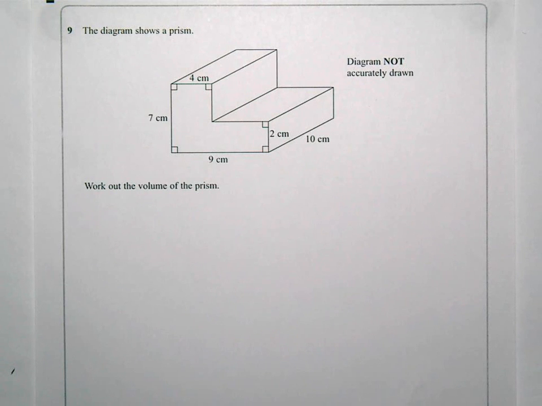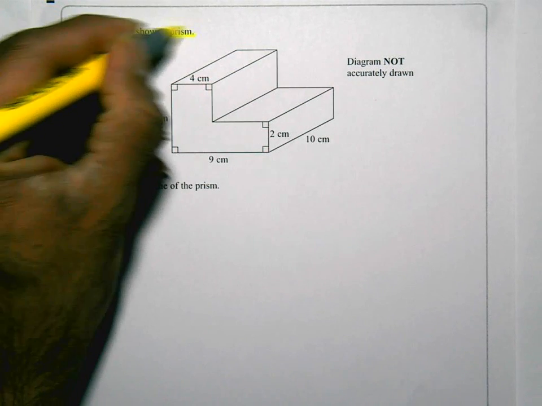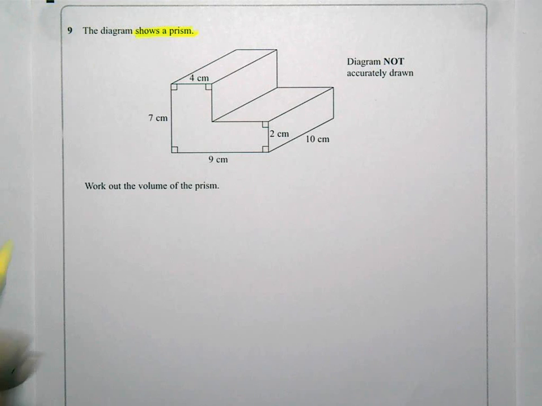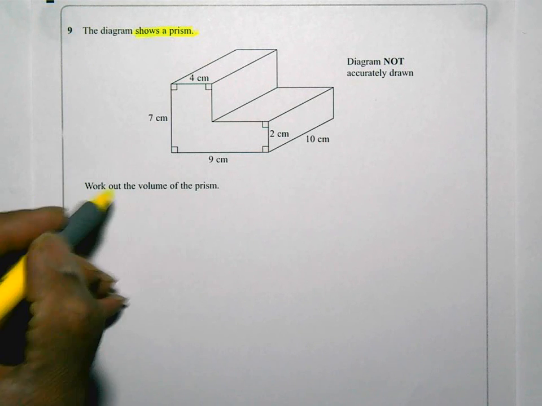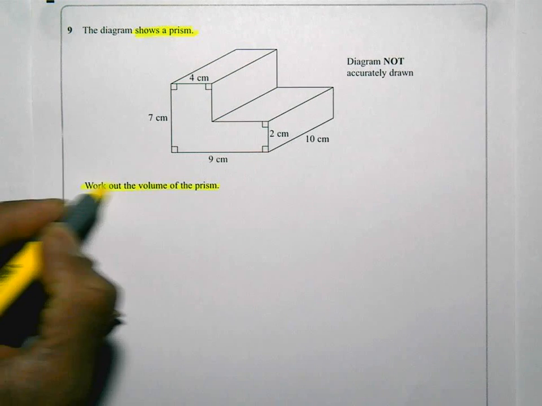Okay, here's question 9 on the higher non-calculator paper. It says the diagram shows a prism. Alright, so I realize it's talking about a prism. I'm thinking about what it's going to ask next, and here it is: work out the volume of the prism.